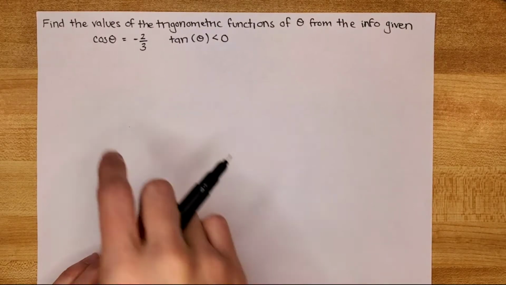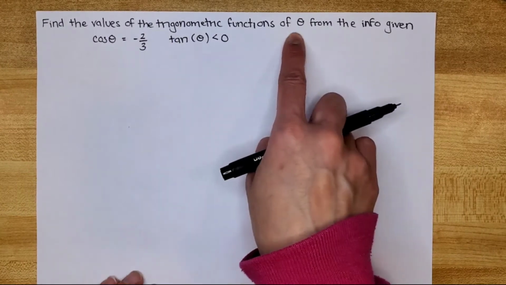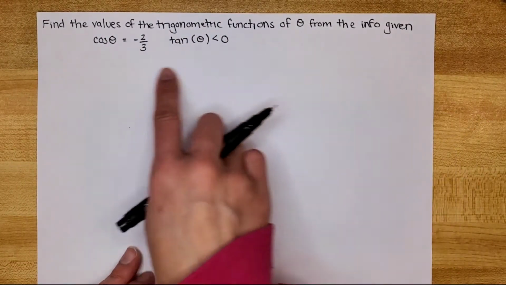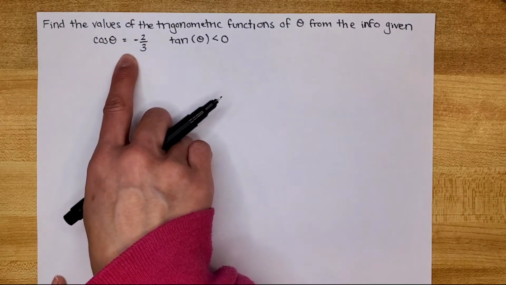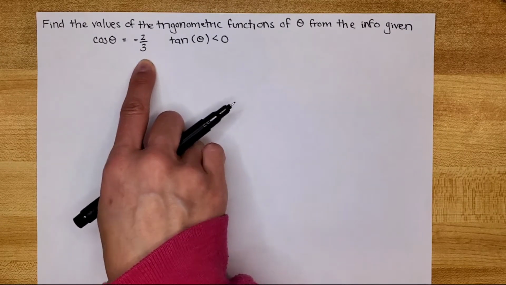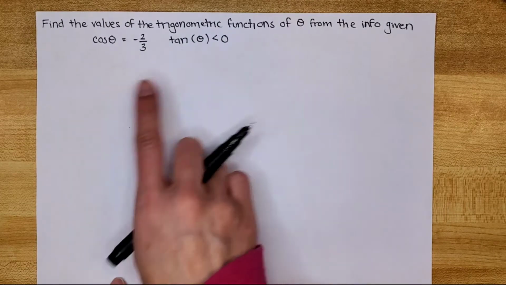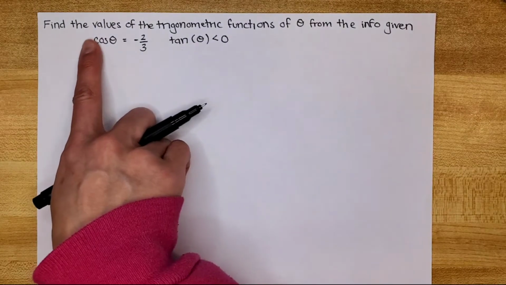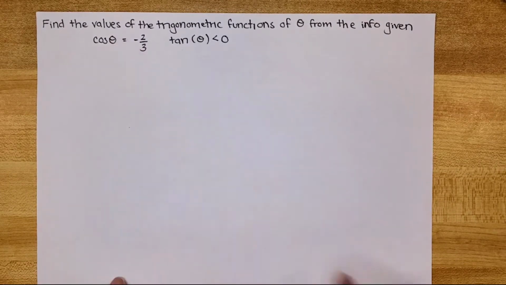And the question that we have is that we need to find the values of the trigonometric functions of theta from the information given. And so the two pieces of information we were given is that cosine theta is going to have a value of -2/3 and tangent of theta is less than 0. Now, what does that mean exactly? Well, they want us to find the other values not given, and what we were only given was cosine theta.